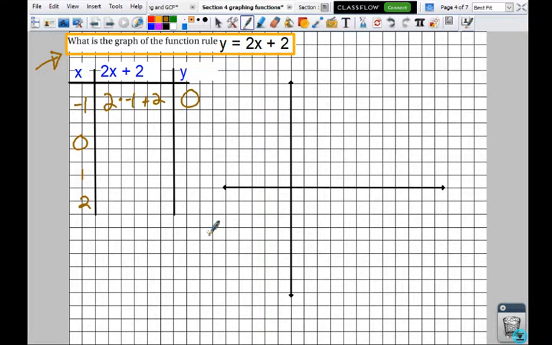Ruben, what do I get when I plug in 0? So you see what he did there? We go 2 times 0 plus 2. He took the number 2 on the side and he plugged it in with the X. He did the math and he got it right. What do I get when I plug in 1 for my X?